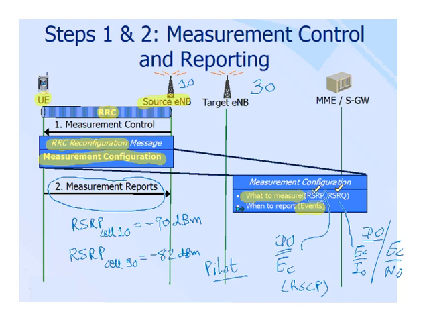But once those conditions occur, let's say event A5 occurs. After that event occurs, maybe the terminal will send reports every maybe 10 milliseconds or so. But that kind of periodicity is up to the E node B.